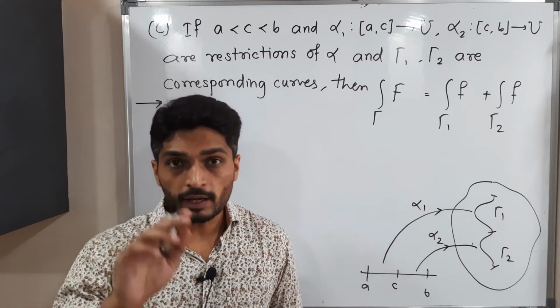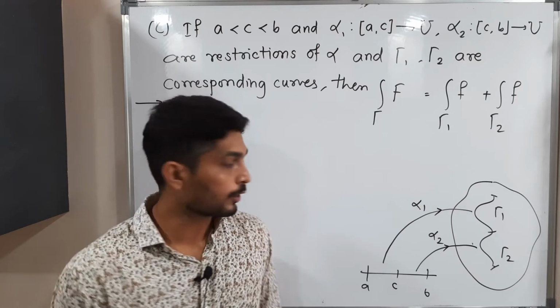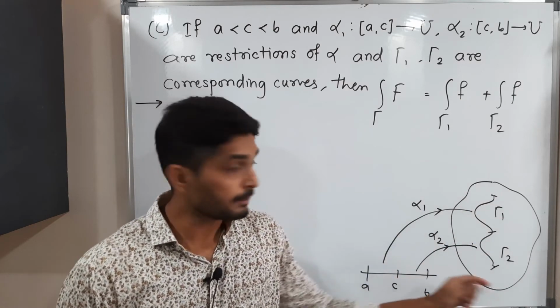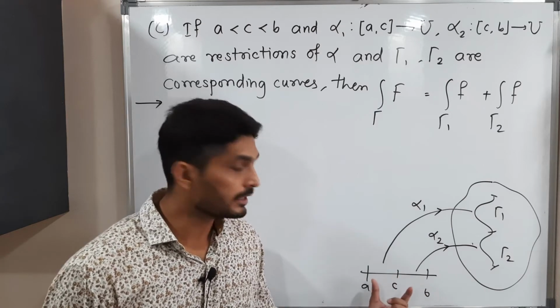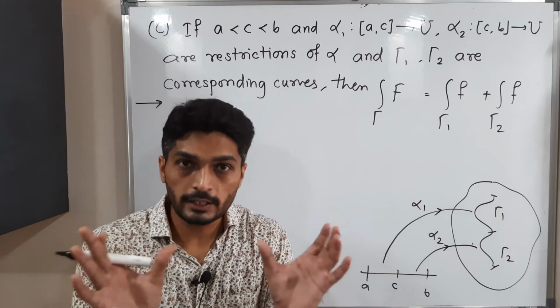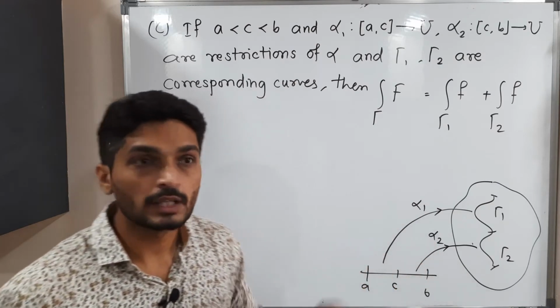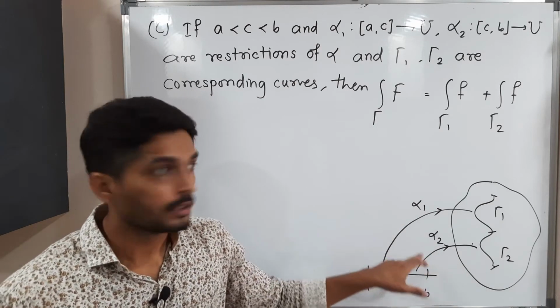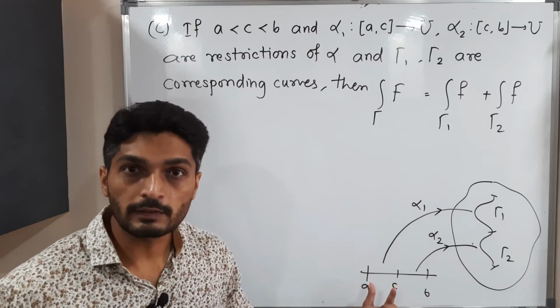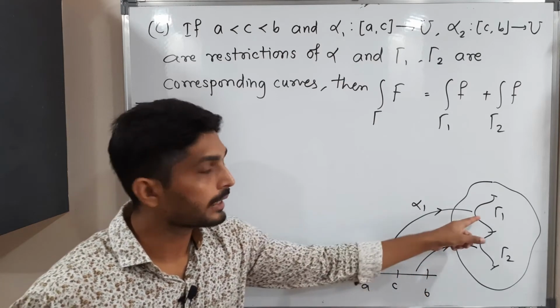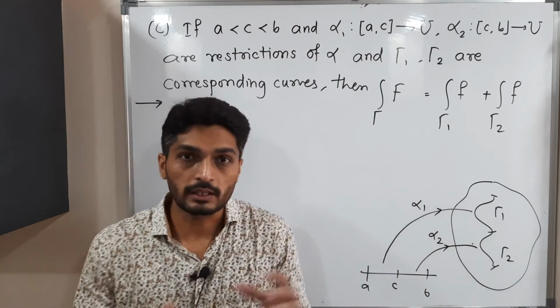We know that alpha is a parameterization which is defined on the closed interval [a, b], and gamma is the corresponding curve. But because of this point c, this interval is further divided into two parts. So that's why we obviously got two different parameterizations, alpha 1 and alpha 2. Alpha 1 is defined on the closed interval [a, c], and alpha 2 is defined on the closed interval [c, b], and gamma 1 and gamma 2 are their corresponding curves.